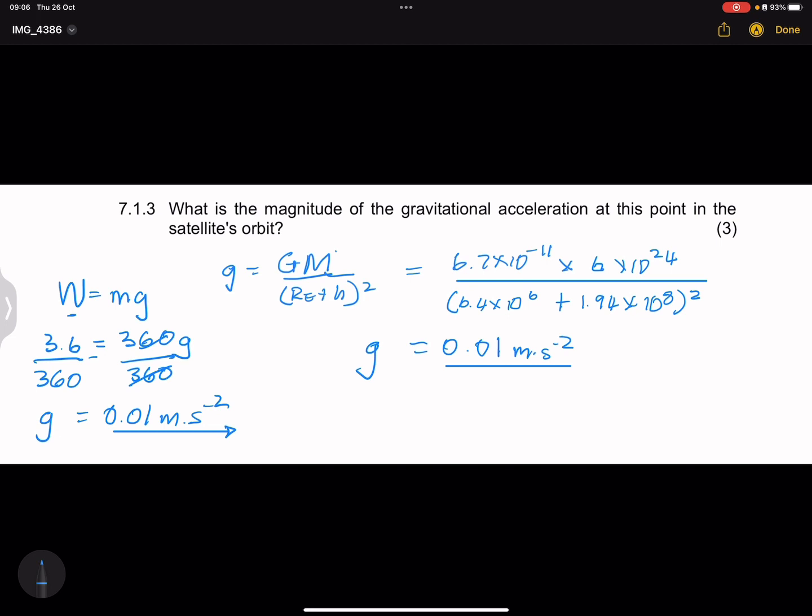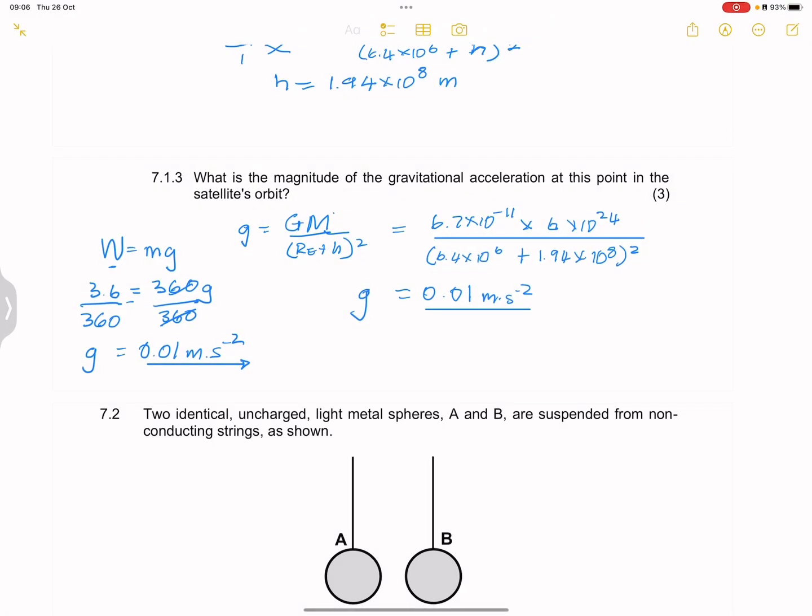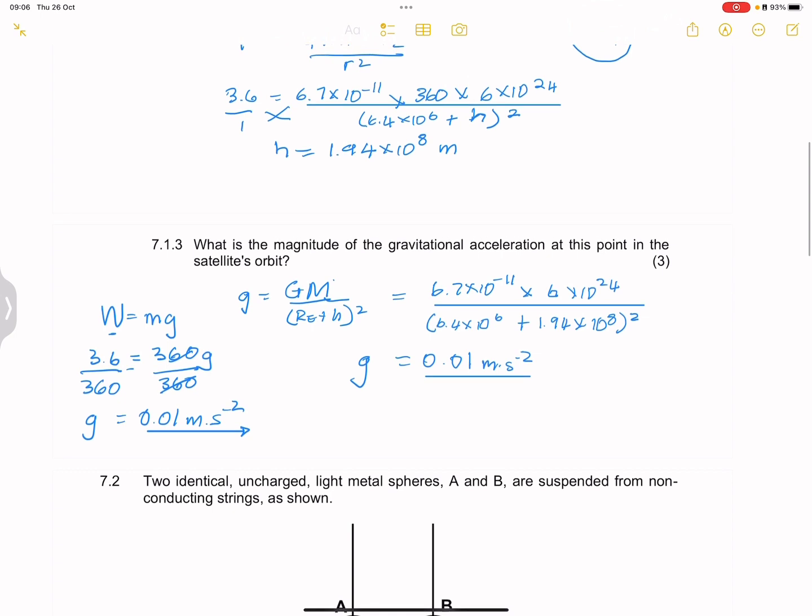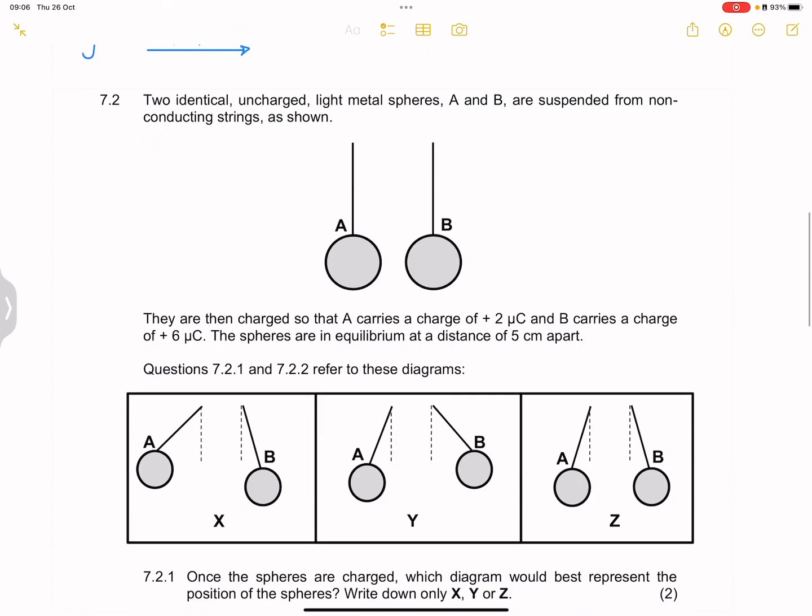So we've got the weight, which is the force of attraction between the center of the Earth as well as this satellite. And we had the mass of the object. So that gives us 0.01. I hope that's helpful.